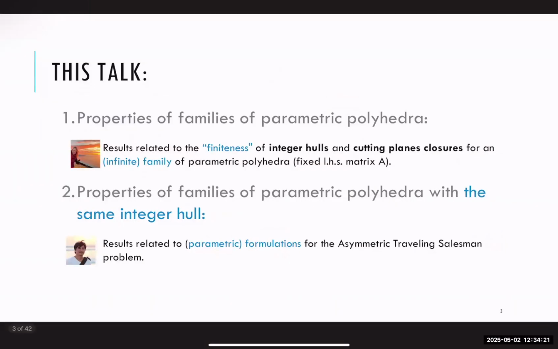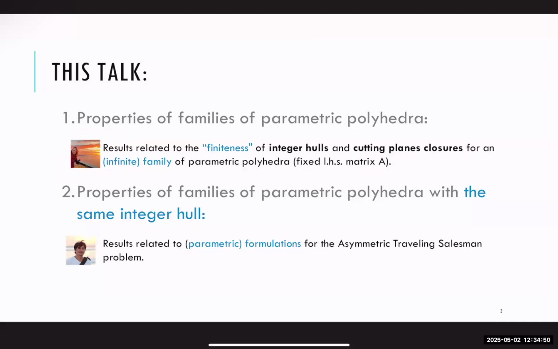So this talk is about properties of families of these parametric polyhedra, and properties in particular for the integral hulls and for cutting plane closures. In this particular part of the talk, I will fix the left-hand side matrix, so I will only change the right-hand side. And this is ongoing work with Silvia Di Gregorio. I will call it future ongoing work. We need to start discussing some other things.